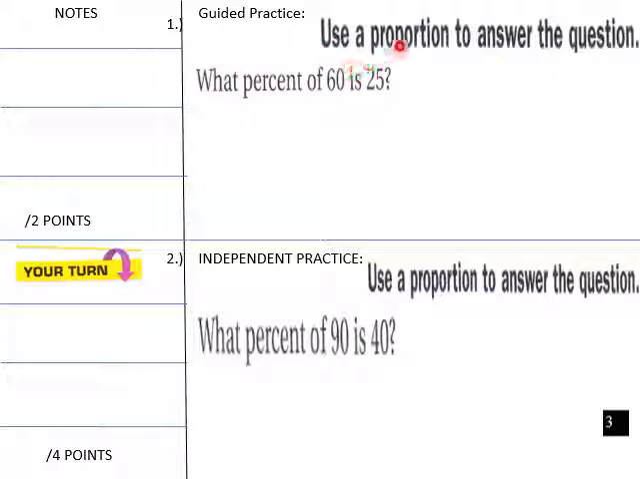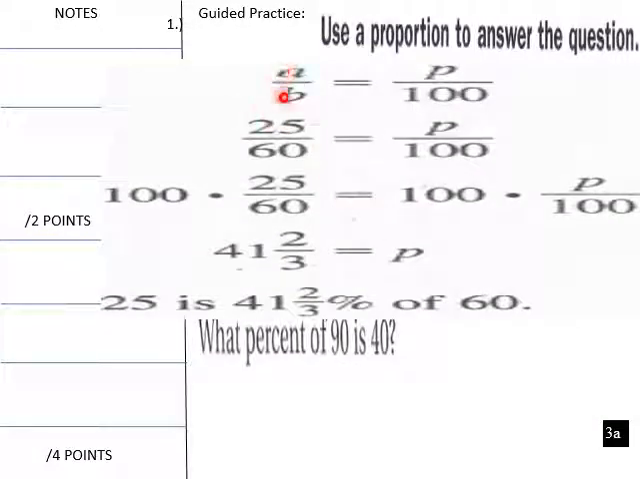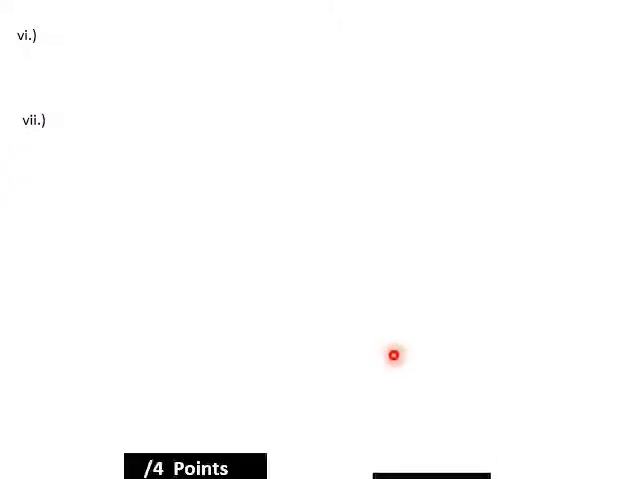In our guided practice, use a proportion to answer the question, what percent of 60 is 25? Students, this is yours, so pay attention. Okay, to solve number 1, we set up our A over B equals P over 100. 25 over 60 equals P over 100. We're going to multiply out by 100 now. And we get P equals 41 2/3. You can use either a calculator or do it by hand. 25 is 41 2/3% of 60.